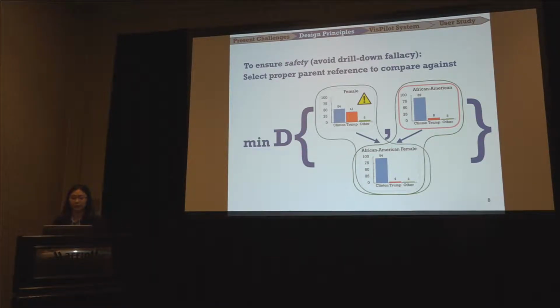To find these proper parent references, we want to select parents that minimize the distance between the parent and the child distribution. This is based on the intuition that if a parent looks very similar to the child distribution, then the parent representing the more general cause pretty much explains the more specific case.